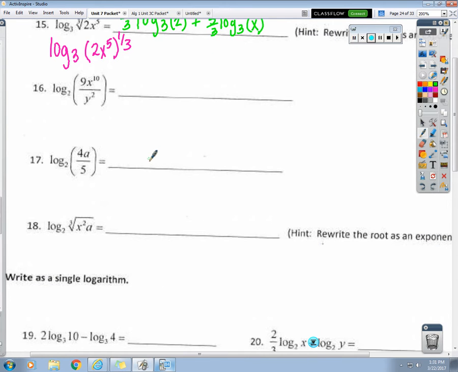How many times do you think I need to write log base 2? 3. Log base 2 of 9. Log base 2 of x. And log base 2 of y. Is 9 raised to a power? No, so you're done with it. What about x? It's to the 10th power, so the 10 comes down front. And then y is squared, so the 2 comes down front. What sign goes in between 9 and x? And what sign goes in between x and y? Minus. Okay, go ahead and quickly try 17 and 18.